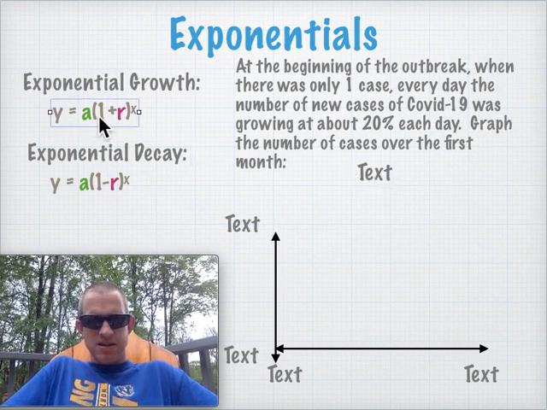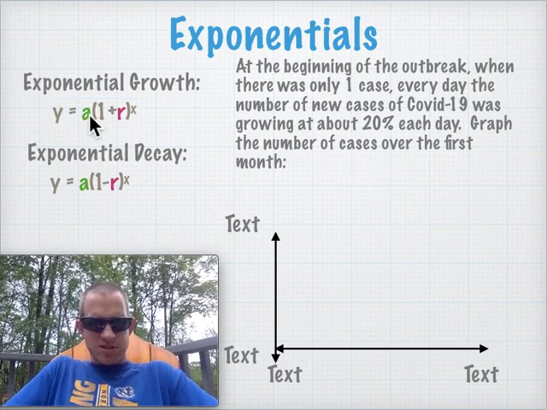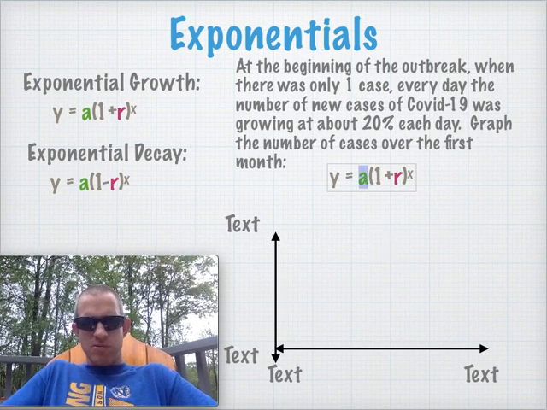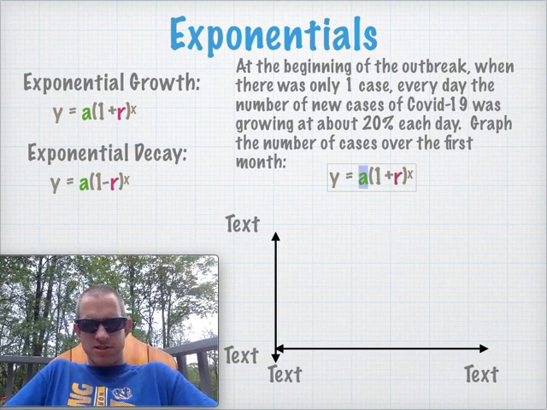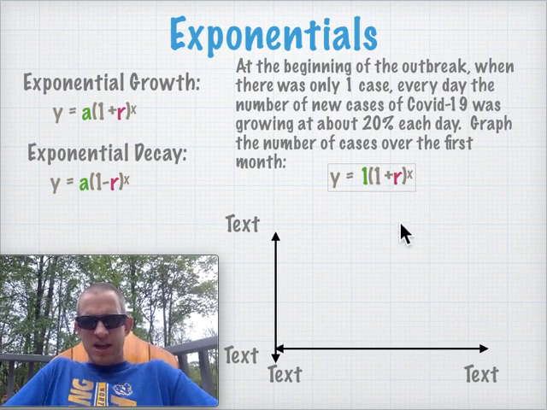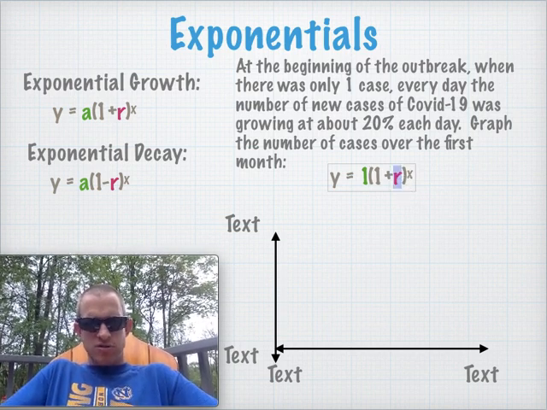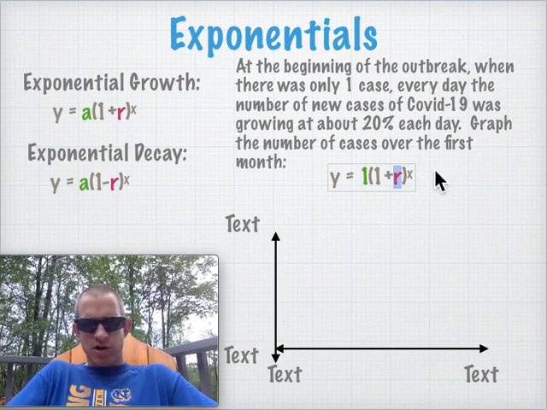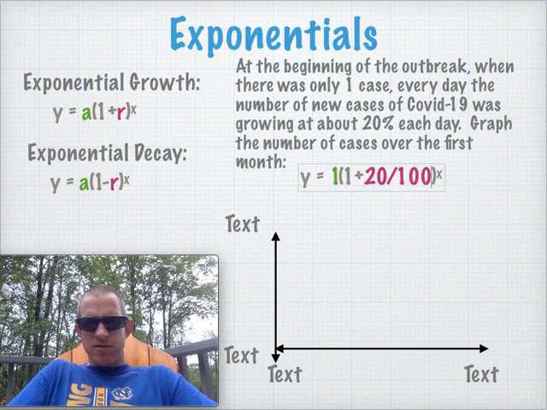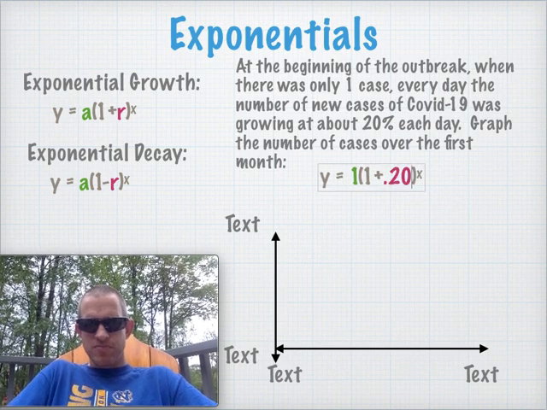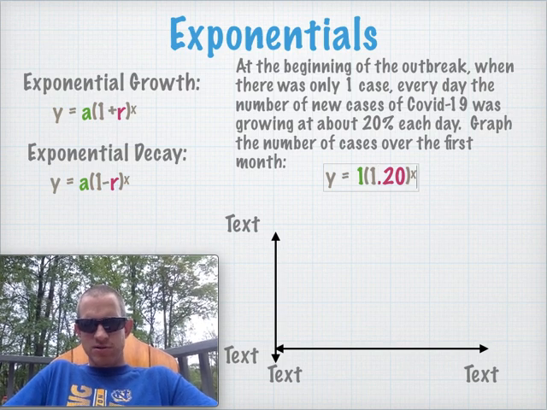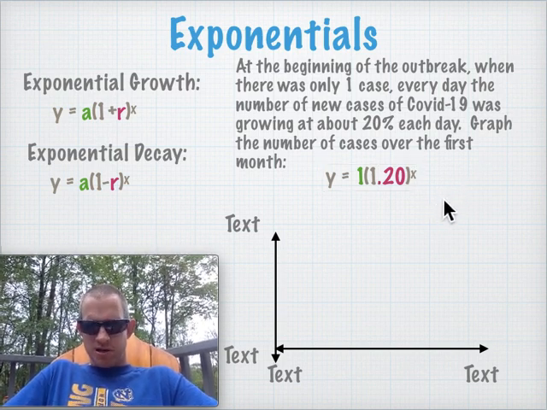It's going to fall in this template. In fact, let me just copy that over here. And A is the starting amount, the number of cases we had when we began. And so I'm going to say that that's the 1 that they gave us. And then R is the percent that it changed per unit of time, in this case per day. And so 20% is 20 over 100. And we typically write that as a percentage, or as a decimal. So 20 over 100 is 0.20. And you could leave it like this, or a lot of times we clean this up and write it as 1.20. So here's the equation we're going to need to graph.